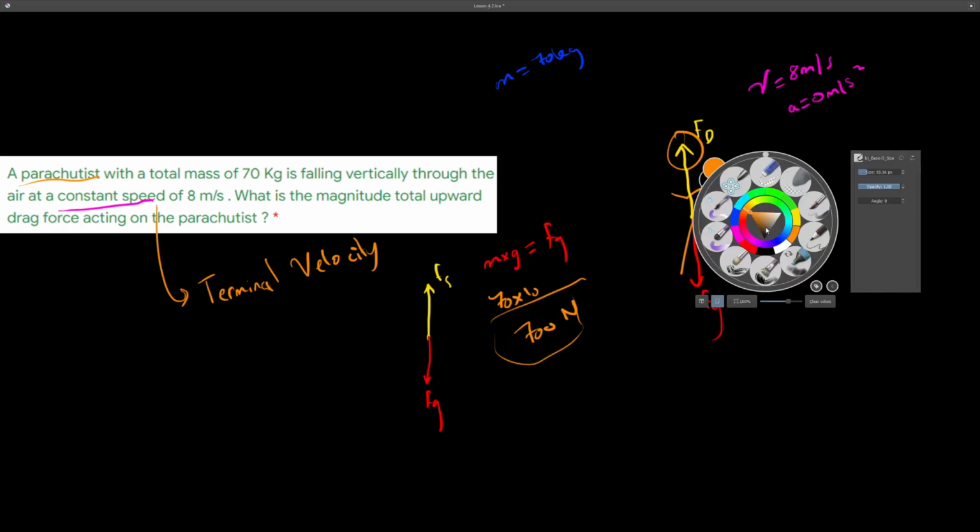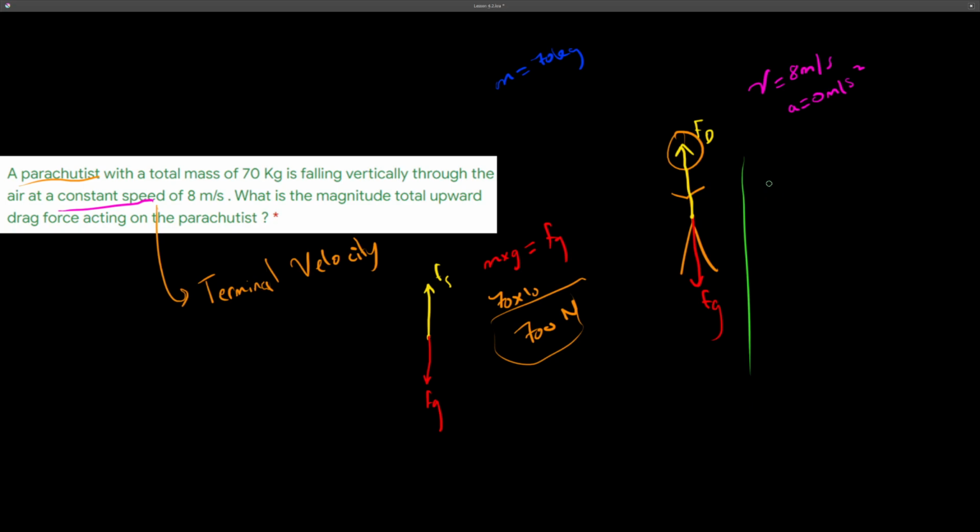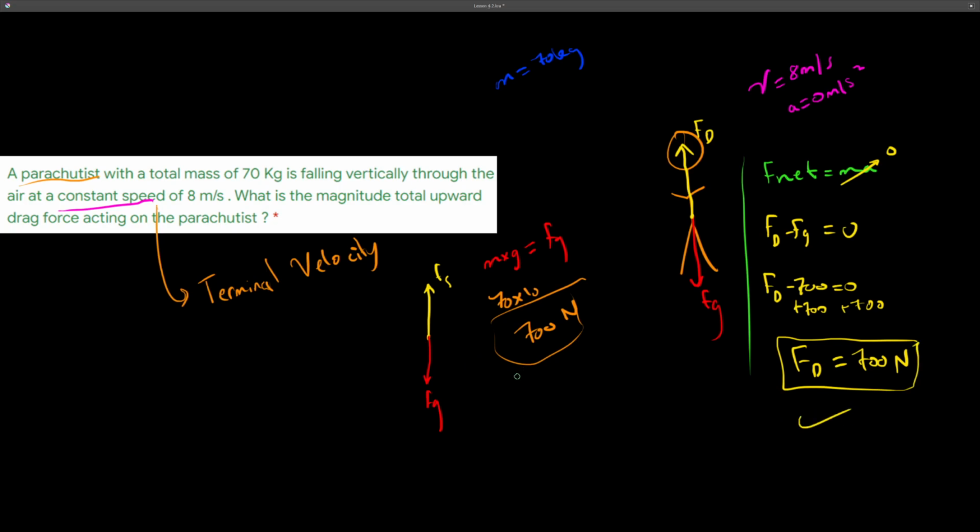Now we can find the answer like this, or if we want to do it mathematically, we can do Fnet is equal to ma. Since acceleration is 0, ma will be 0, and then we have Fd minus Fg is equal to 0. Fd is going to be unknown, and Fg we already know, it's 700 newtons, equals 0, and then plus 700 plus 700. And then we get the total drag force, which is 700 newtons. That's the answer. Both ways work, just depends on how you interpret the question.